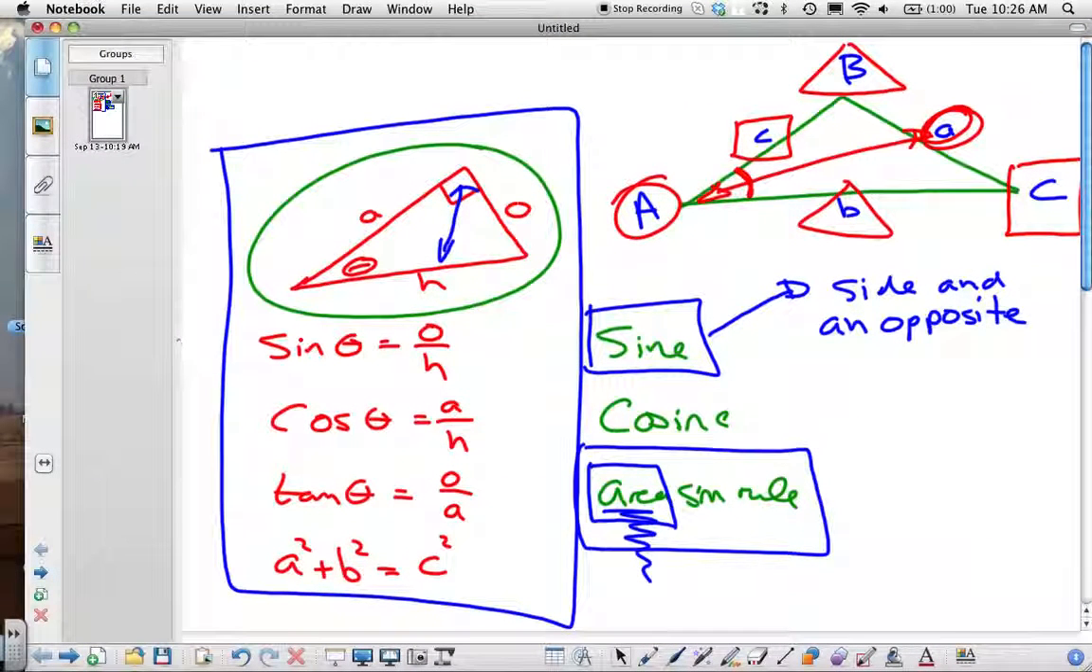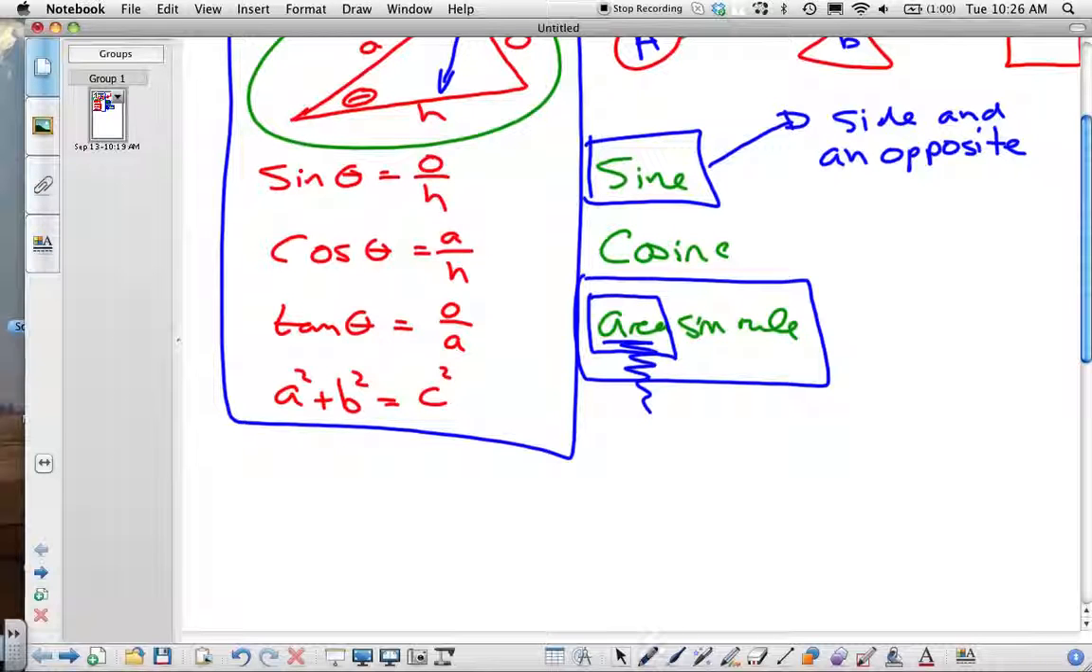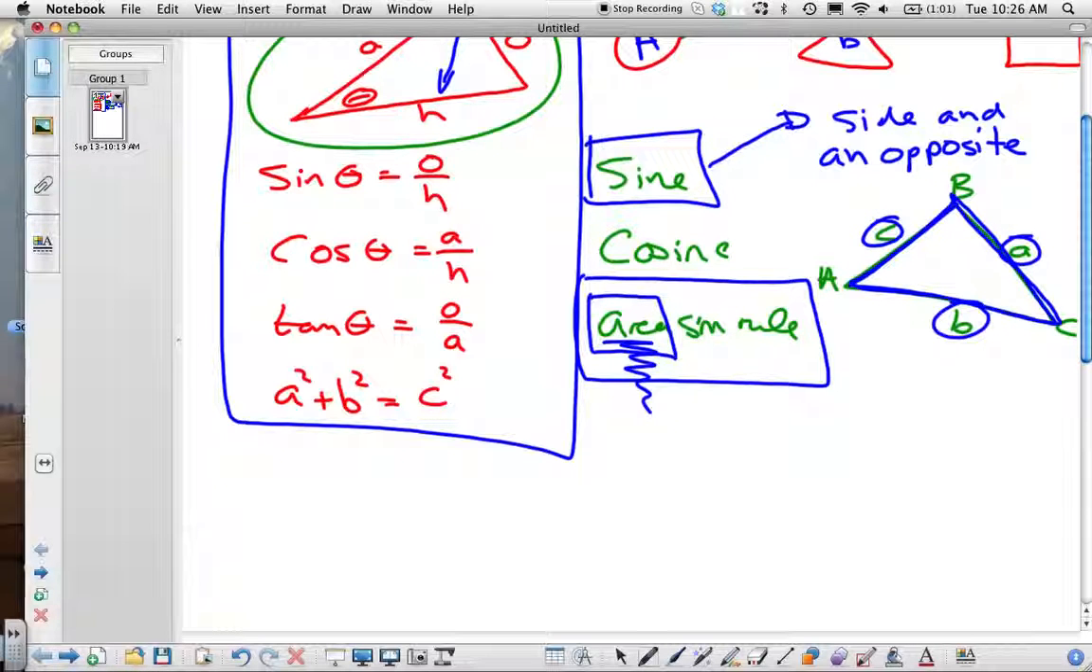Now if you're not told those, then you will use your cosine rule. So let's just have a look at your cosine rule. This applies when you have a triangle, so you have A, B, and C. This is B, this is C, this is A. We've got two situations. When you are given all three sides, so you're given side c, side a, side b, cosine rule. So all three sides.